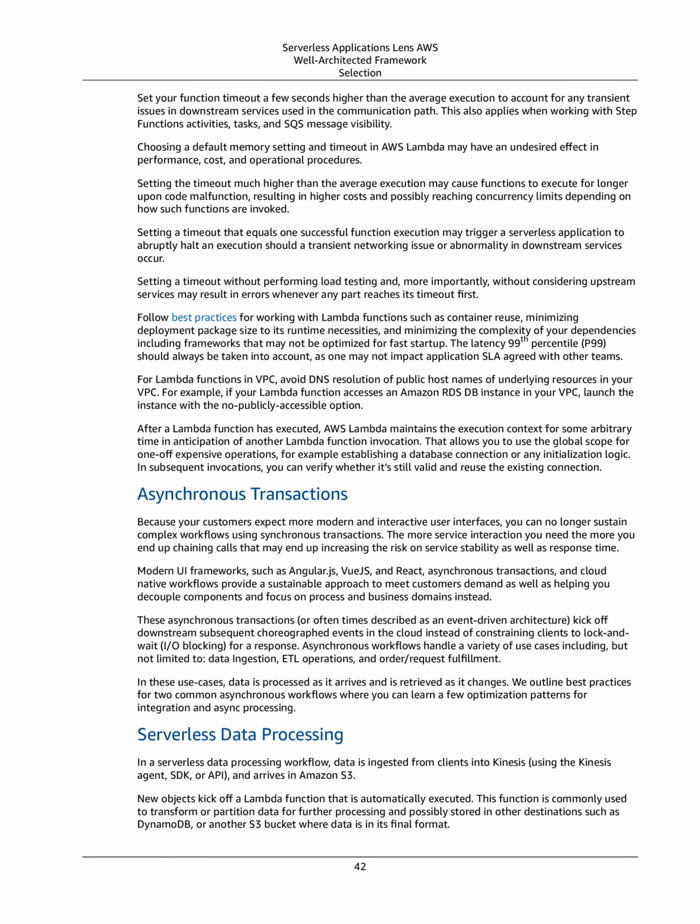Choosing a default memory setting and timeout in AWS Lambda may have an undesired effect in performance, cost, and operational procedures. Setting the timeout much higher than the average execution may cause functions to execute for longer upon code malfunction, resulting in higher costs and possibly reaching concurrency limits depending on how such functions are invoked.